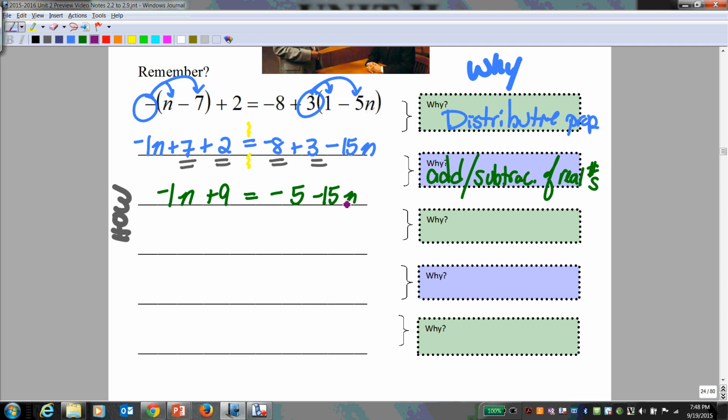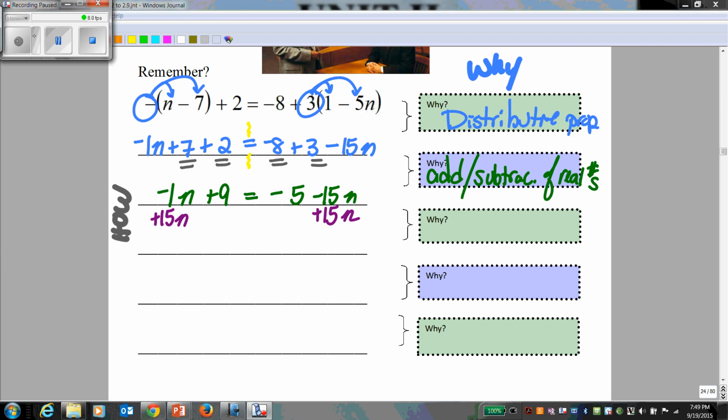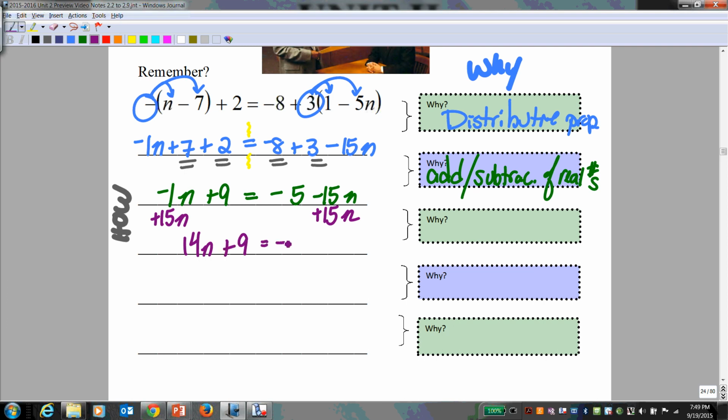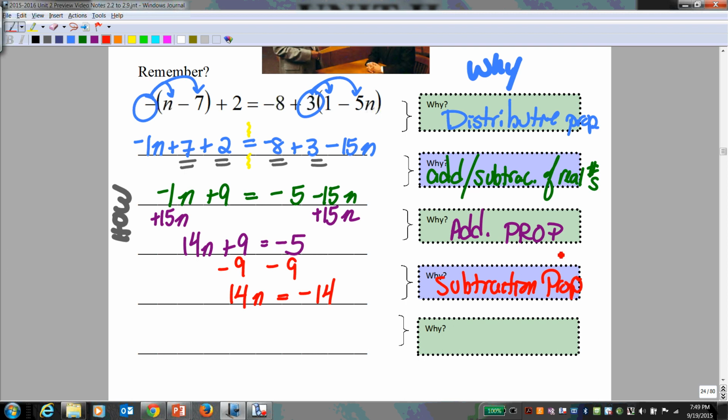Ready? Let's start getting n by itself. So I'm going to do this. And our next line reads, and what we did is we added both sides, so that's going to be the addition property, because we worked on both sides. We subtracted both sides. And then we divided both sides.